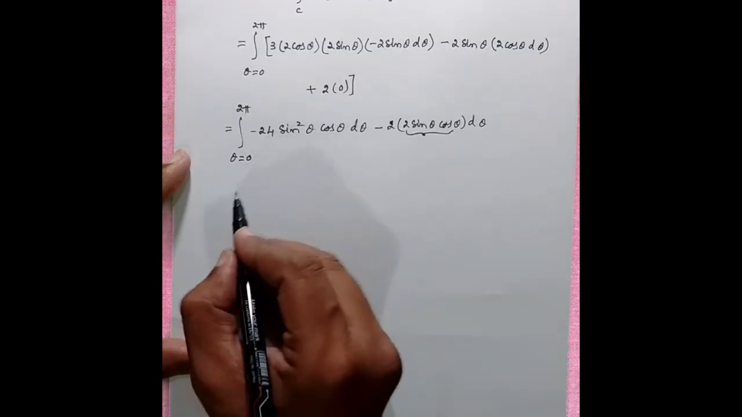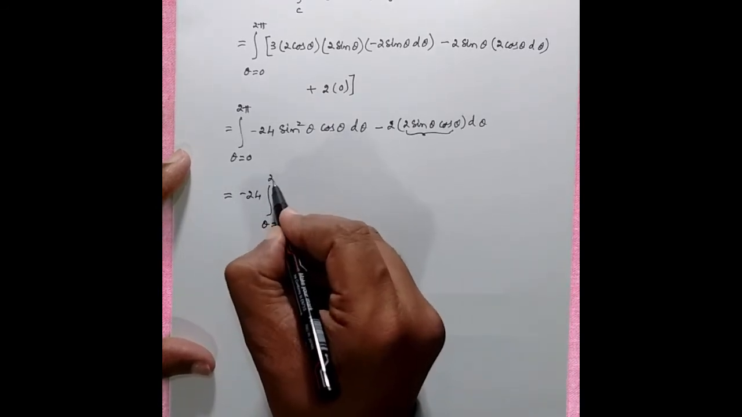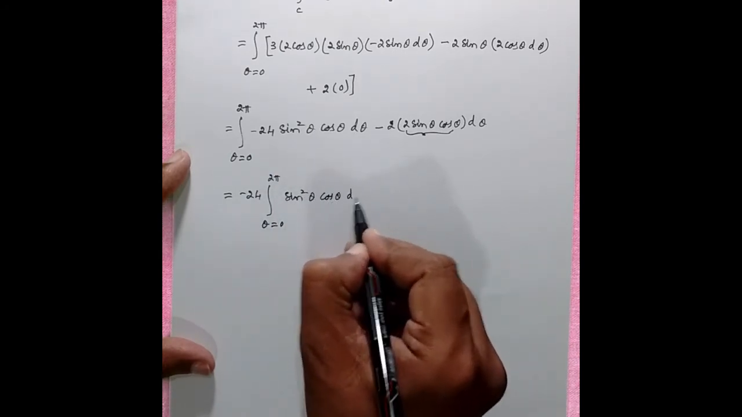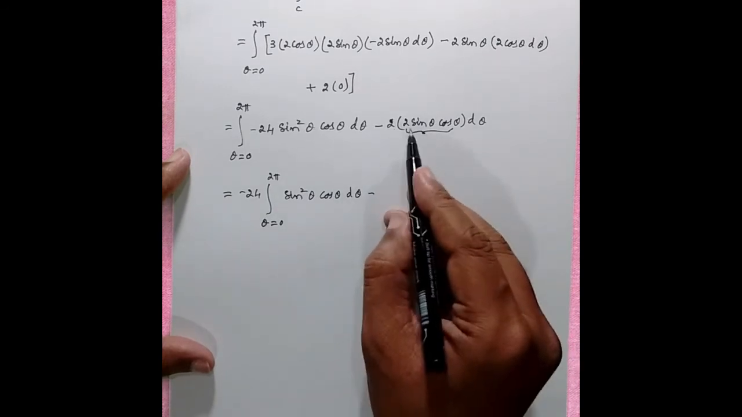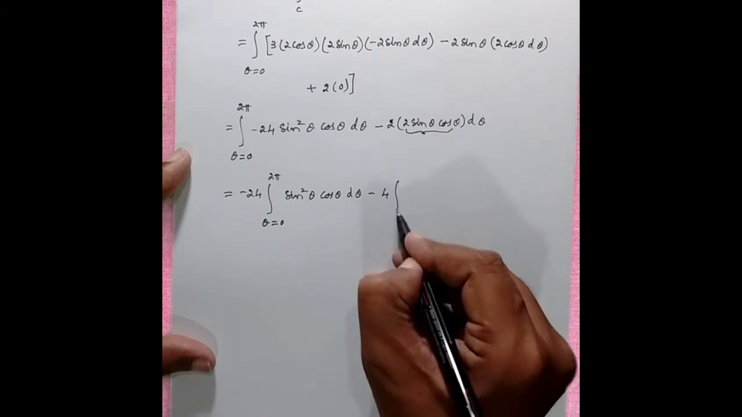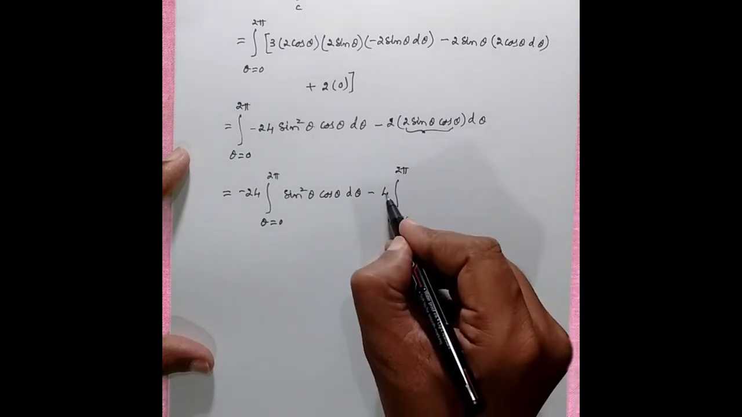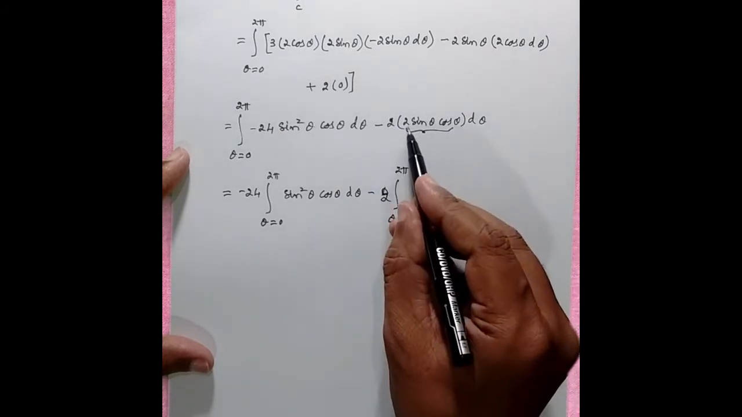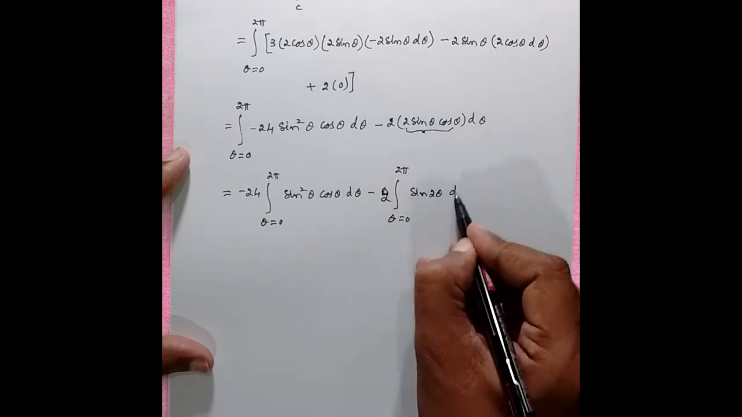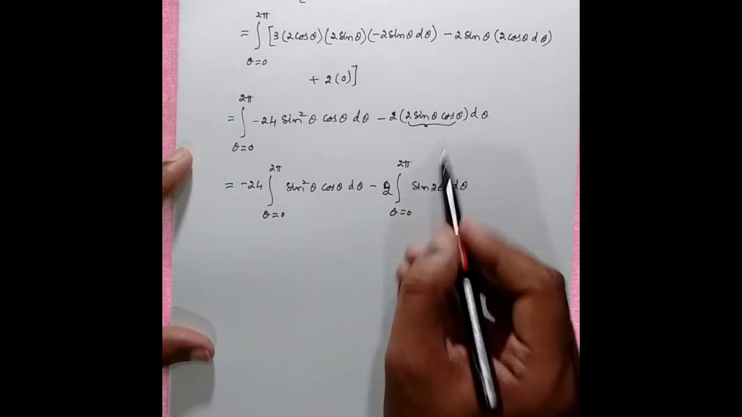So let us take this minus 24 outside. It's minus 24 outside. You have integral of theta is equals to 0 to 2 pi, you have sine square of theta cos theta into d theta. Here minus, you multiply minus of minus, here minus 2 times 2 will become 4. You have integral of theta is equals to 0 to 2 pi. You just take 2 itself separate because I will be using the formula. So 2 sine theta cos theta will be sine 2 theta and into d theta. Just to integrate it, I am writing this 2 sine theta cos theta as sine 2 theta.